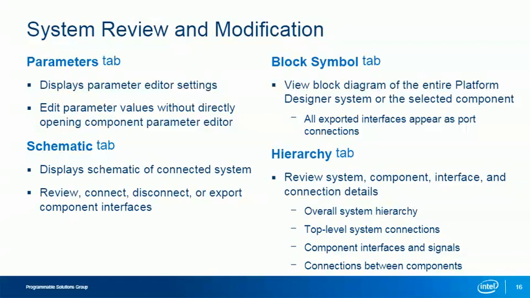The Hierarchy tab lets you easily review system connection details, including the results of settings chosen in the System Contents tab, in a hierarchical format similar to the Project Navigator found in the Intel Quartus Prime software. In this tab, you can view the entire system, the components that make up the system, any exported interfaces, the interfaces for each component, the signals that make up each interface, as well as all the connections between component interfaces.